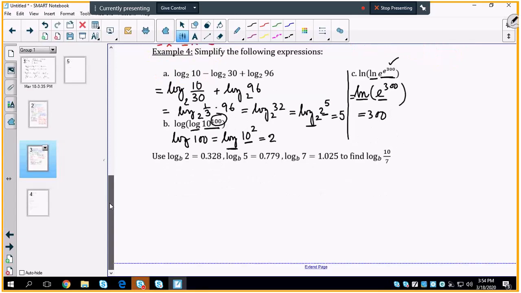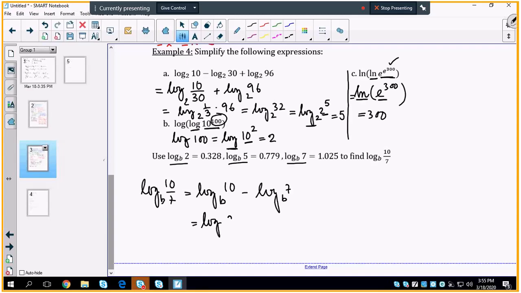Even more, I want to identify how much will be log of 10 over 7 to the base b, given log of 2 to the base b, log of 5 to the base b, log of 7 to the base b. See what I can do. I first write log of 10 over 7 to the base b equal to, using the quotient rule, log of 10 to the base b minus log of 7 to the base b. What is 10? 10 is 2 times 5. And why did I break it into 2 and 5? Because those are the values given to me.